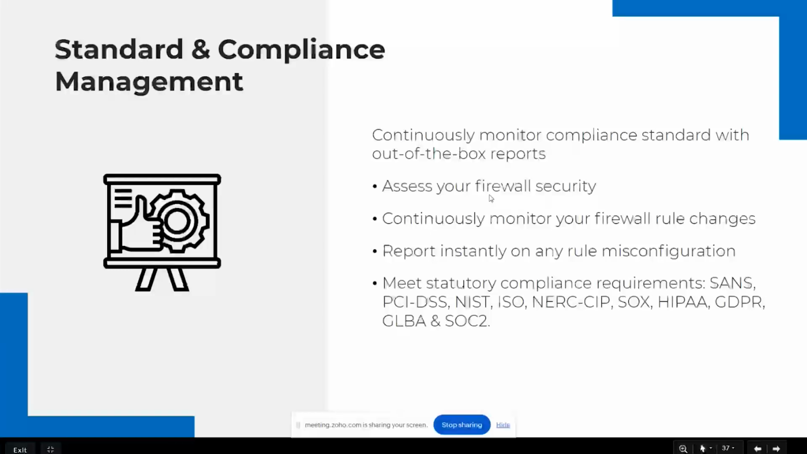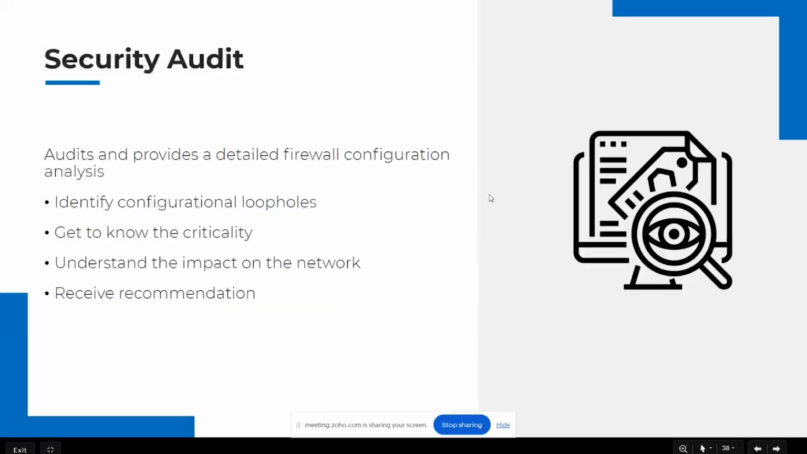Now let's look at security audit reports. The Firewall Analyzer security audit report helps identify configuration loopholes in your firewalls. It will list events based on criticality, like critical, high, medium, low, or based on information. It provides detailed findings, the impact on the network, and suggests recommendations to prevent security incidents. Let me take you back to the product UI.